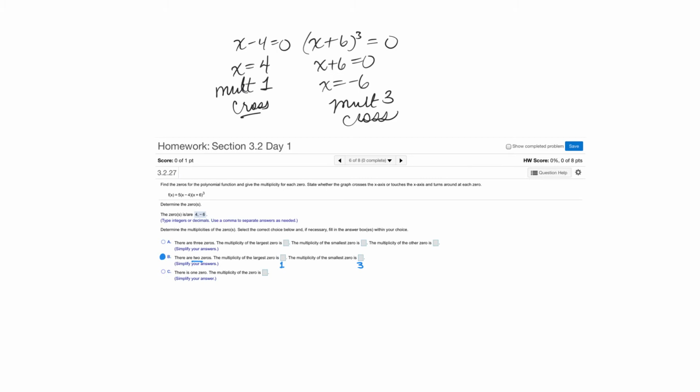And you're going to answer it by thinking about which one's the largest. 4 is the greatest. Which one is the smallest? -6 is the least, right? So think about it that way, and it helps you to solve that particular problem.